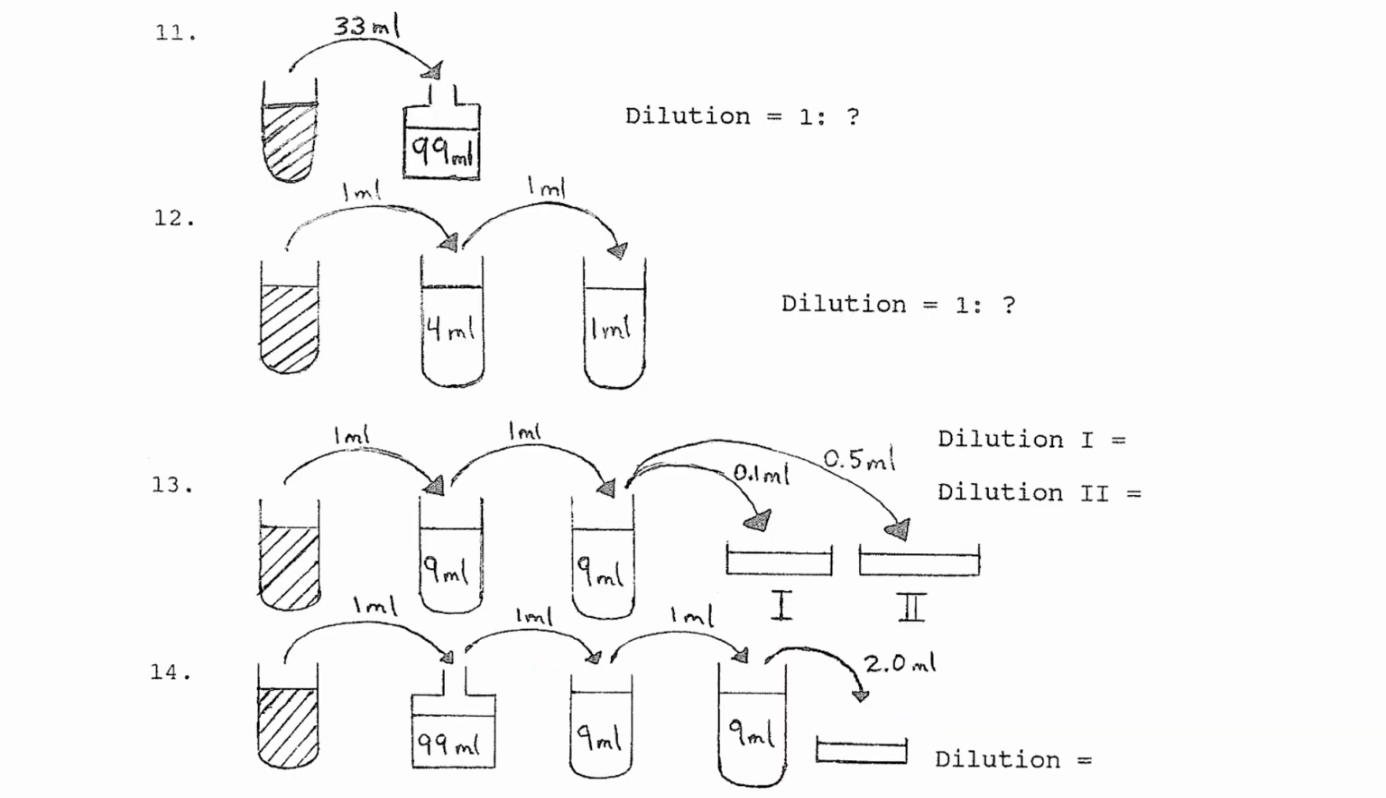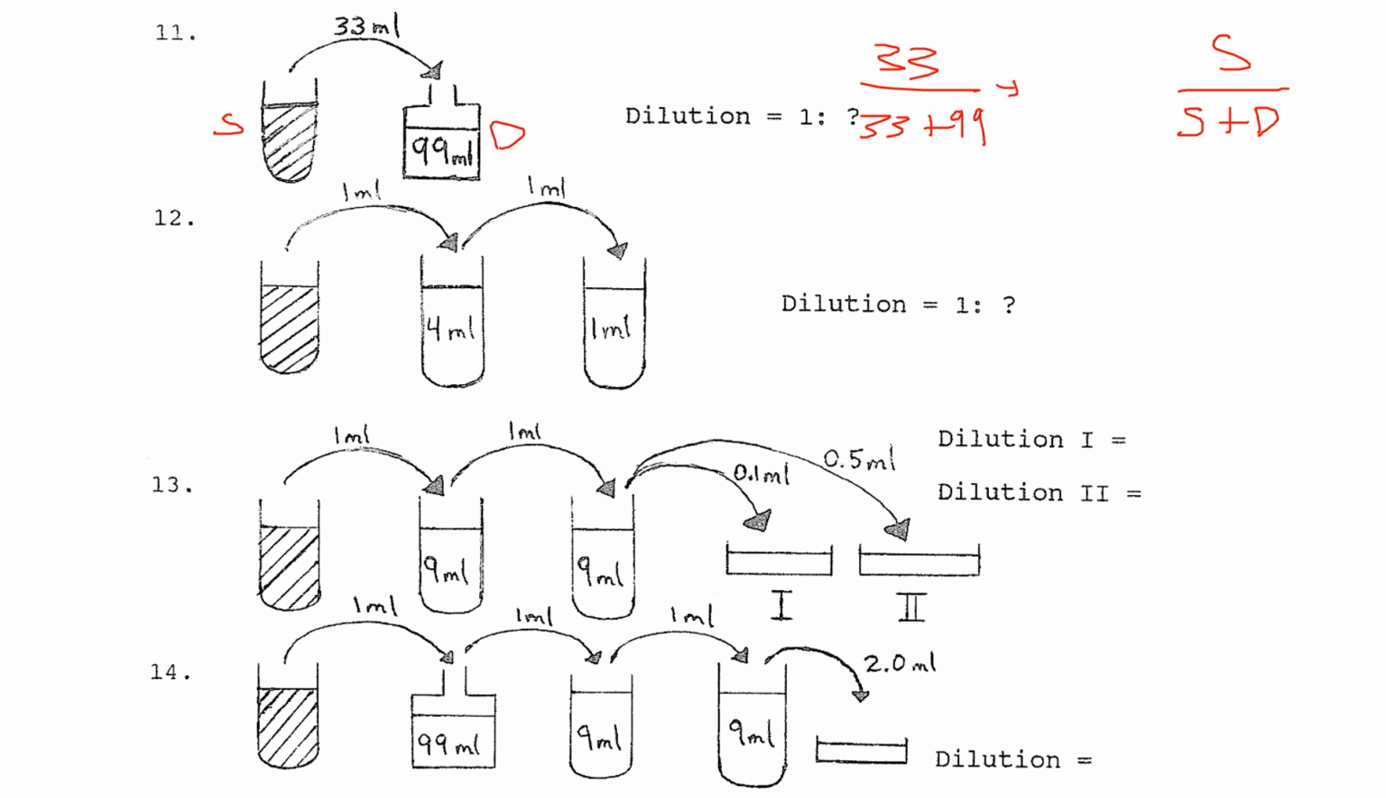So these are basically the same problems, except in diagram form, right? So more visual form. In this case, here's our sample, and here's our dilutant. If we apply the same approach as last time, remember the ratio is sample over sample plus dilutant. So in this case, it is 33 over 33 plus 99, right?